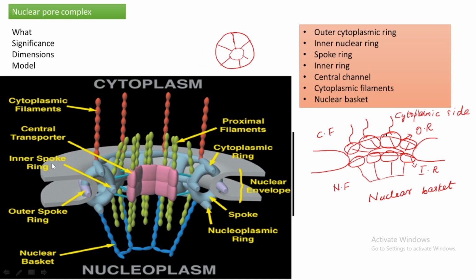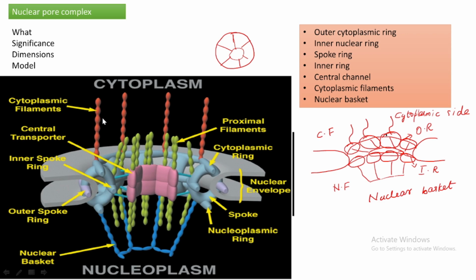It is a detailed picture of that complex. Here you can see almost all those things. This is the nuclear envelope. This is a cytoplasmic ring. This is a nucleoplasmic ring. So the nuclear basket is formed by the converging and joining of nuclear filaments.